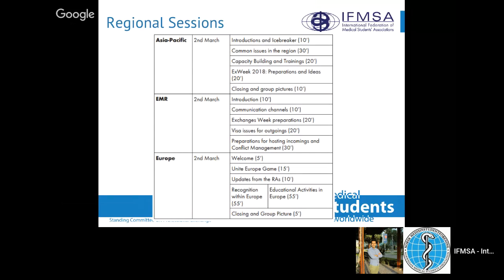Here you see it's quite the same for all of them, but Europe has a split or divided session, parallel sessions, with one on word recognition within Europe and one on educational activities in Europe, each for 55 minutes. I think that's the main difference between them.